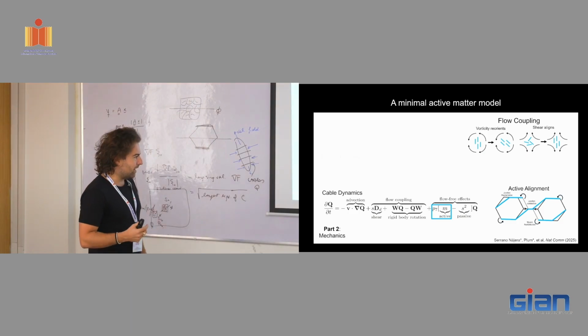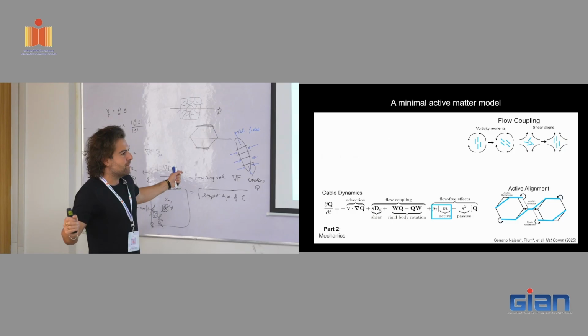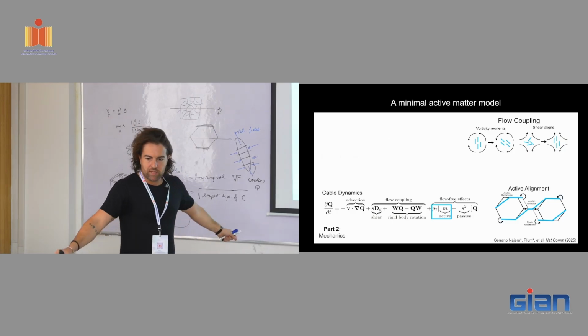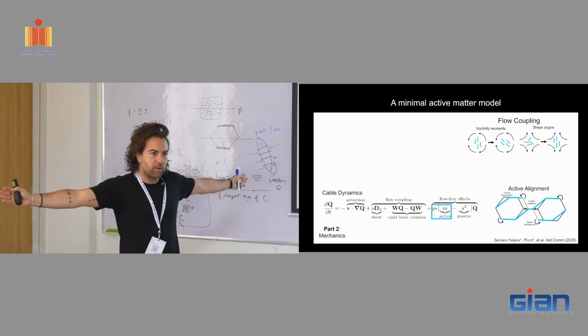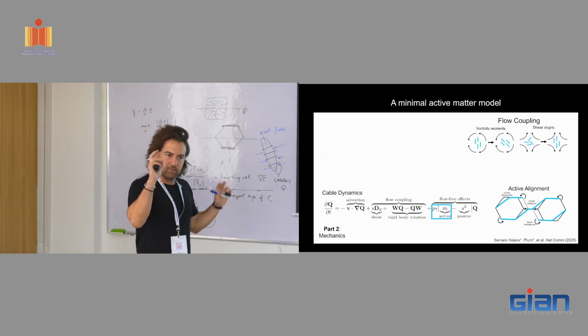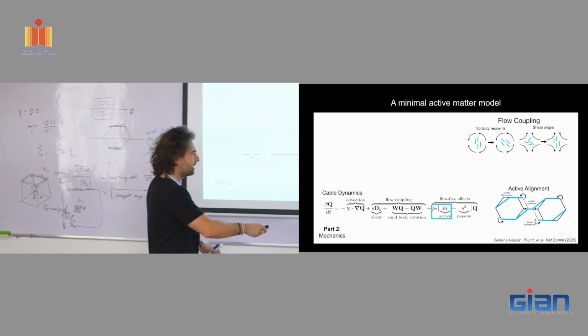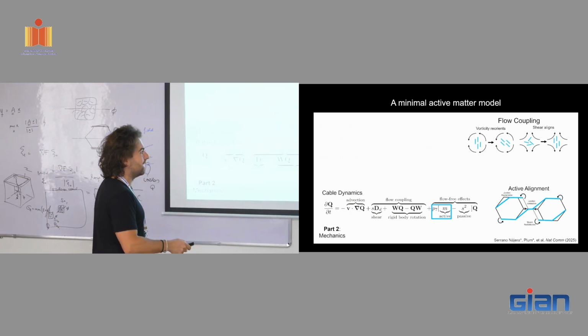Maybe a little bit imprecise, but an intuitive way of thinking about it is that if you have a bunch of people with loose ends, if someone pulls, you straighten up all the ends. It's not exactly like that, but that's basically the idea. It's called active alignment.